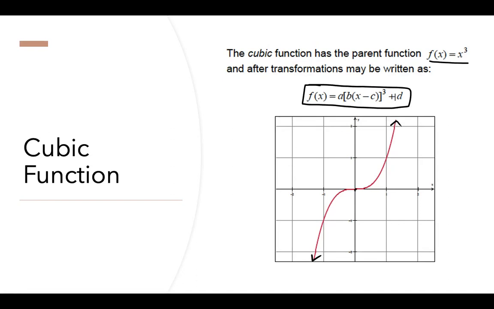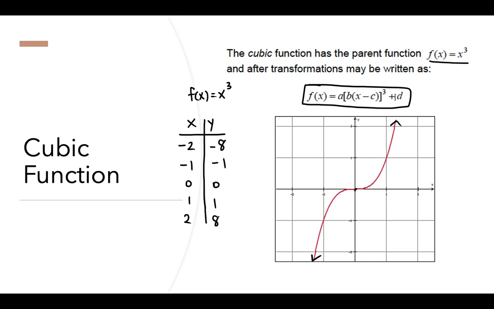So the key points that you have to remember in order to apply the mapping rule for my parent function f of x equals x cubed, so you can plug in -2, -1, 0, 1, 2. So I will be plugging -2 into x. You will get -8, -1, 0, 1, and 8.